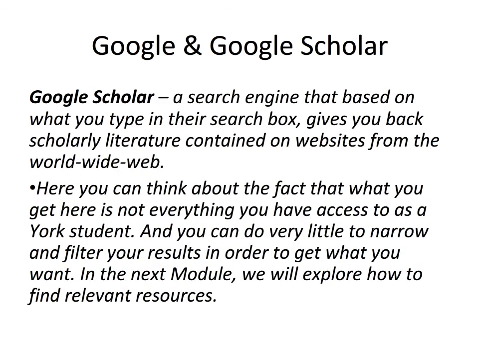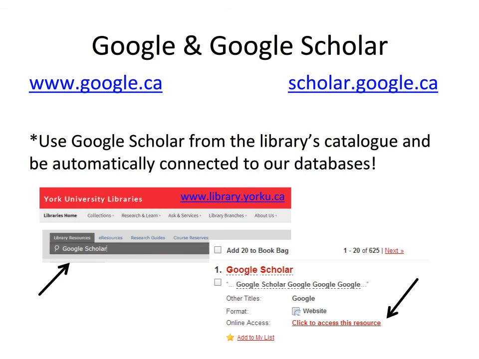Now, Google Scholar is also a search engine that, based on what you type in their search box, gives you back scholarly literature contained on websites from around the world. Here you can think about the fact that what you actually get in Google Scholar is not everything you have access to as a York student. And you can do very little to narrow or to filter your results in Google Scholar in order to get what you really want. In the next module, Module 4, we will explore how to find more relevant sources. So please go ahead and explore Google and Google Scholar.